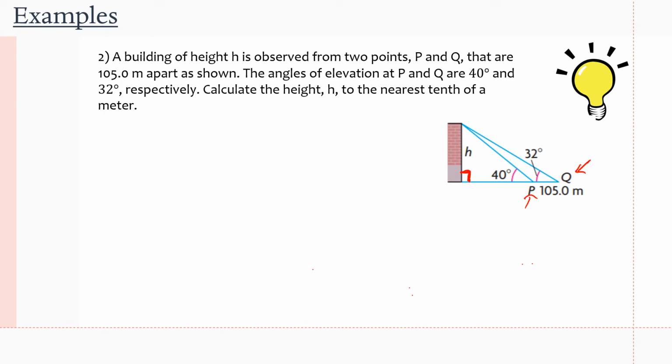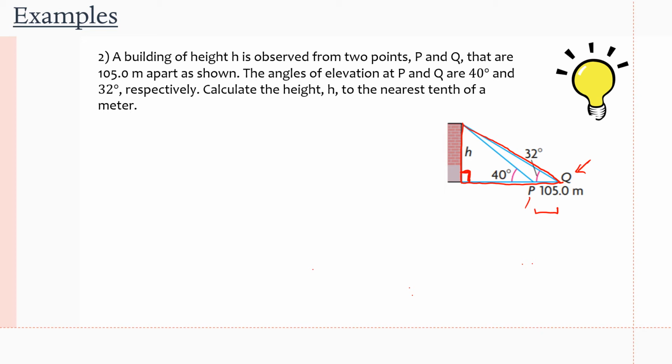Well, we can use the outside triangle, which I'm actually going to outline just so I can see it better. Okay, and it says that this length right here is 105 meters, right? P and Q, which are 105 meters apart. Okay.